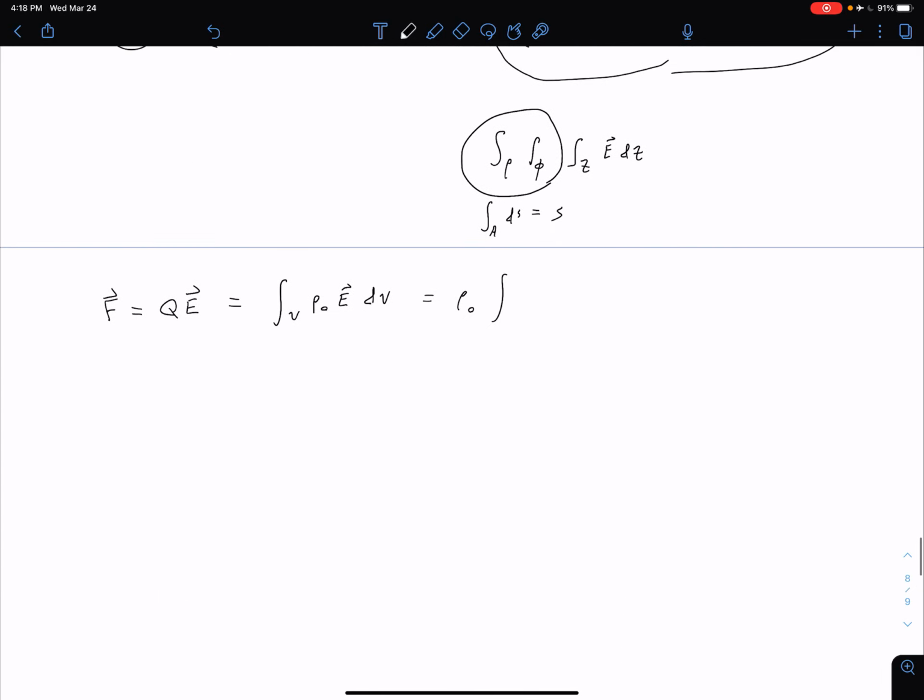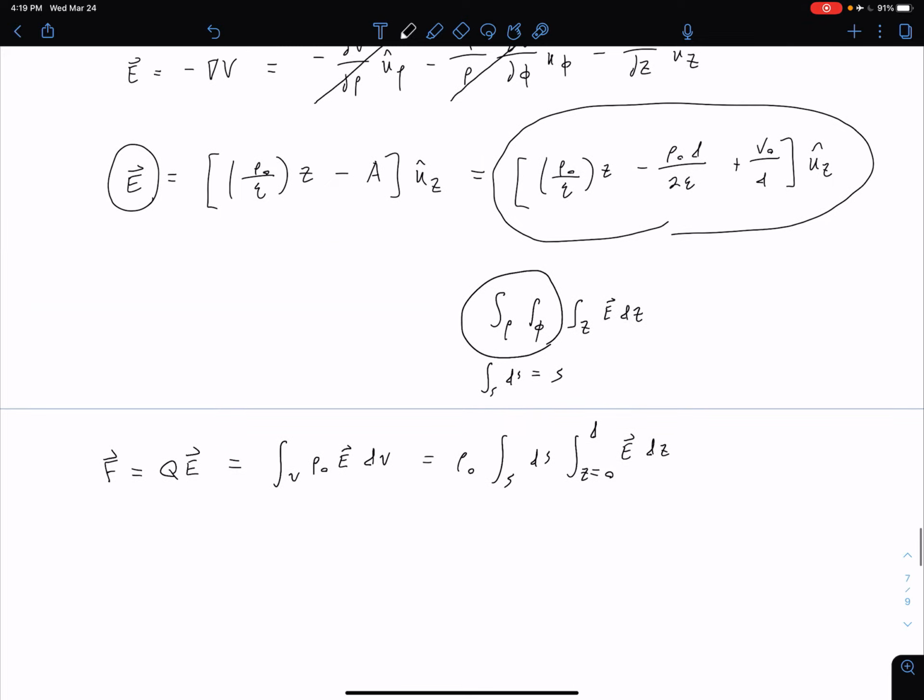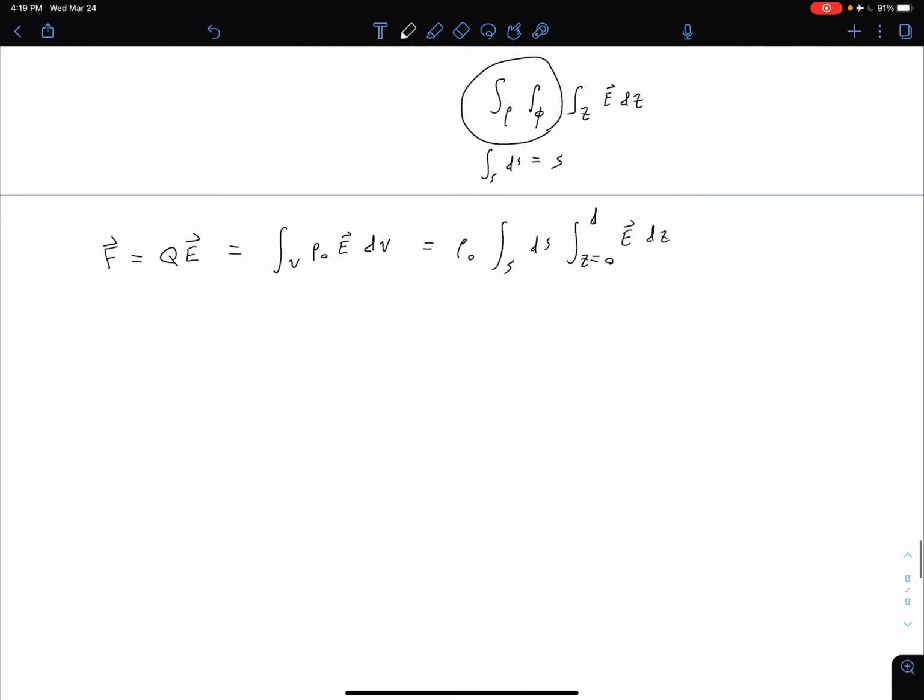So coming back to this expression, we can say this is the integral over S. Let me change this to match that notation. So this is the integral over S times dS, and then we have our third dimension integral from z equals 0 to d of our electric field dz. Again, that's because our electric field, as we see up here, is only dependent on z. So from there we can integrate and get our force.